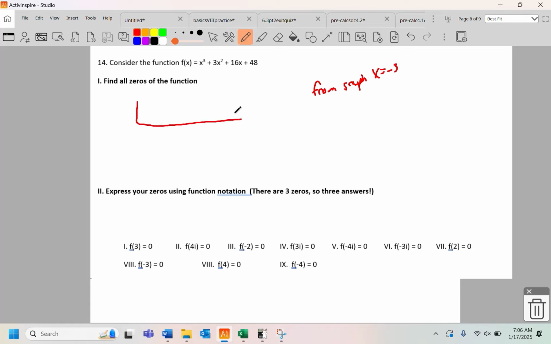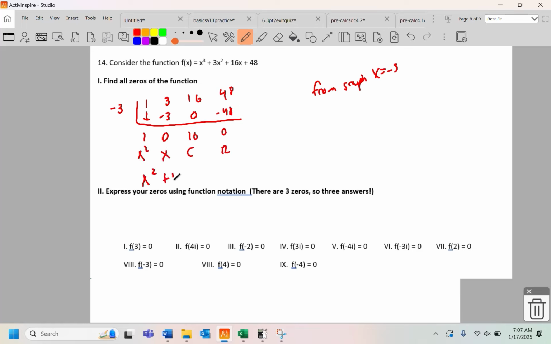We're going to do synthetic division on that and keep our coefficients: 1, 3, 16, 48. We're going to drop the 1. -3 times 1 is -3. We're going to add 0. -3 times 0 is 0. Add 16. -3 times 16 is -48. Add 0. Remainder is 0.